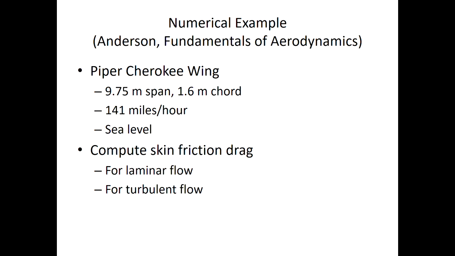So here is a numerical example. We have seen this before. I'm just going to repeat it. This is a Piper Cherokee wing. It's got almost a 30-foot span, 5-foot chord. So it's flying at 141 miles per hour, sea level. We want to compute the laminar skin friction drag and turbulent skin friction drag.